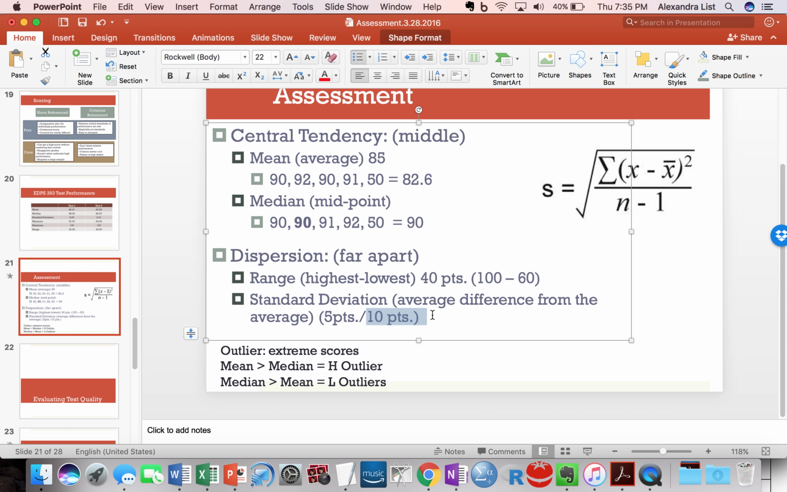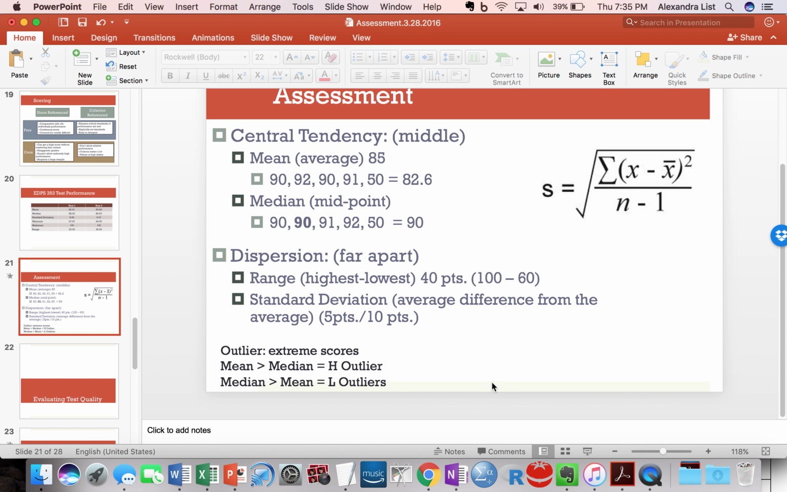I also don't want a super small standard deviation. For example, if my standard deviation is only 3 points, so students are really getting scores all close together, that could mean a couple of things. It could be that students all have the same misconception, so they're all missing the same part of an assessment. It could also mean that my assessment was too easy a lot of times.